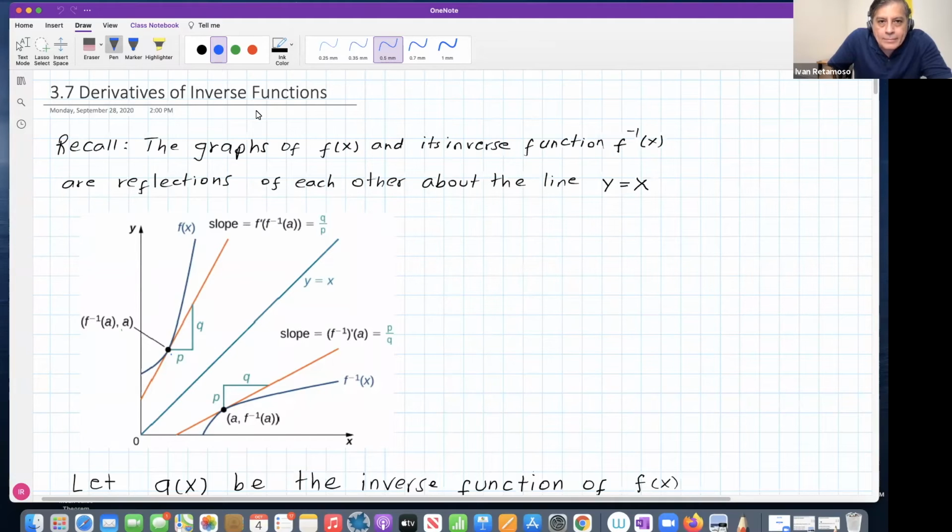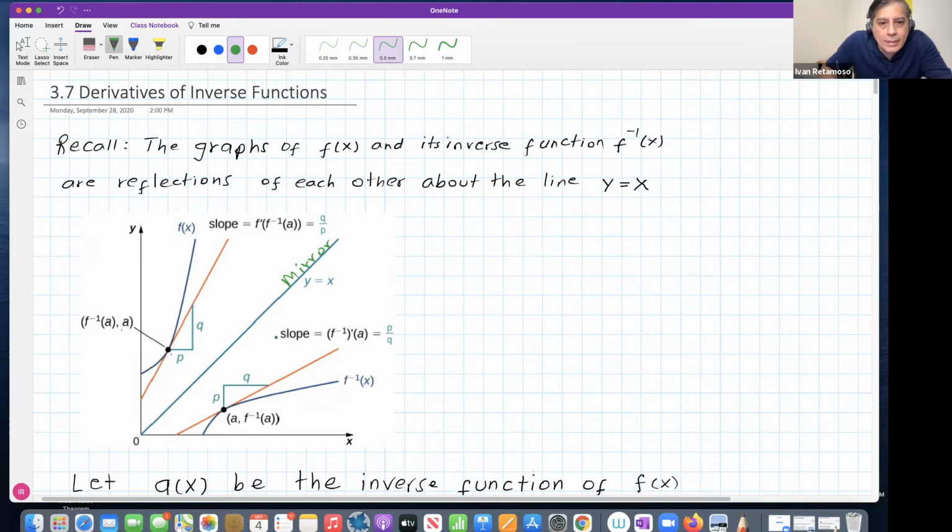Recall, when you graph a function that is invertible together with its inverse function using the same xy coordinate system, the graphs of the two functions are reflections of each other about this diagonal line y equals x, right? This is something that you learn from pre-calculus. So the graphs are mirror images of each other about this diagonal line y equals x. So it's like placing a mirror here.